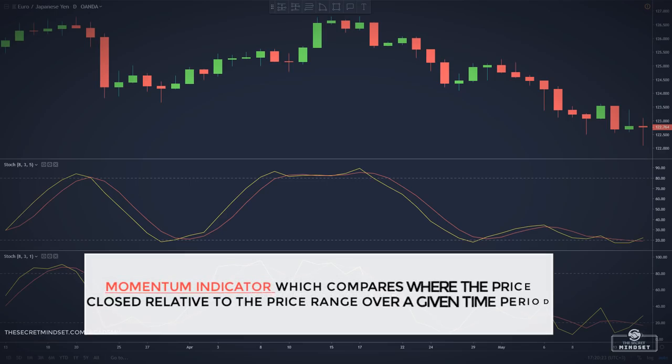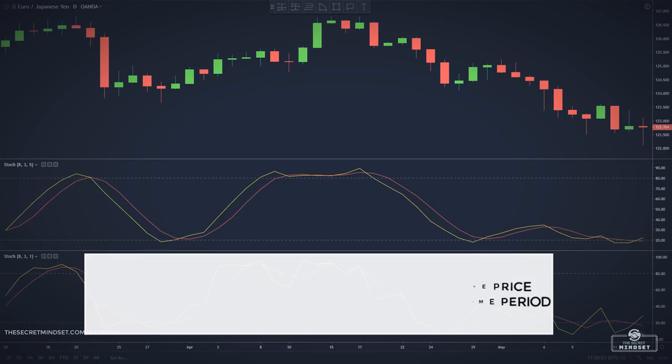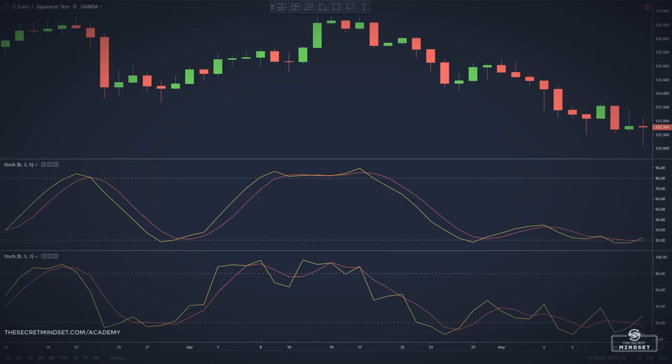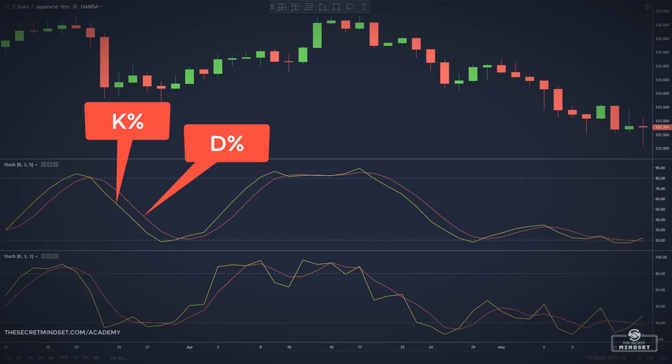Stochastic oscillator is a momentum indicator which compares where the price closed relative to the price range over a given time period. The stochastic is displayed as two lines, the main line called K% and the second line called D%, representing a moving average of the K%.